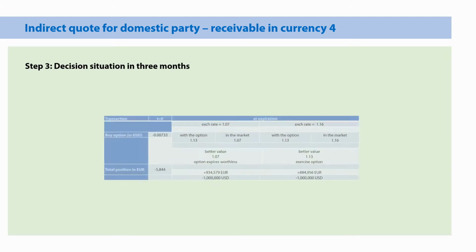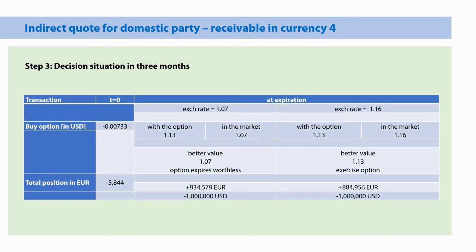Then we put all the data together in a table to check out the decision situation. The option costs $0.00733, but in euros, the total position, we already established that, would be 5,844. And then we have the two exchange rates that we were to check out, either the 1.07 or the 1.16.